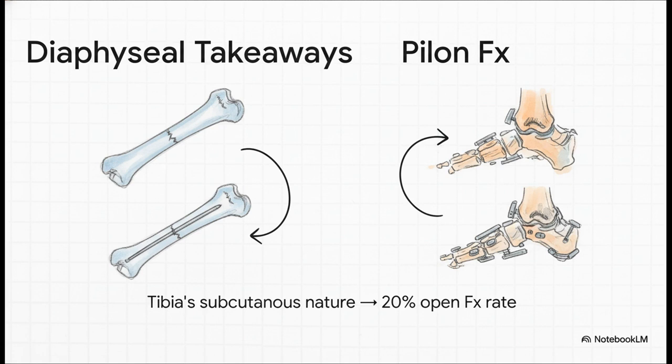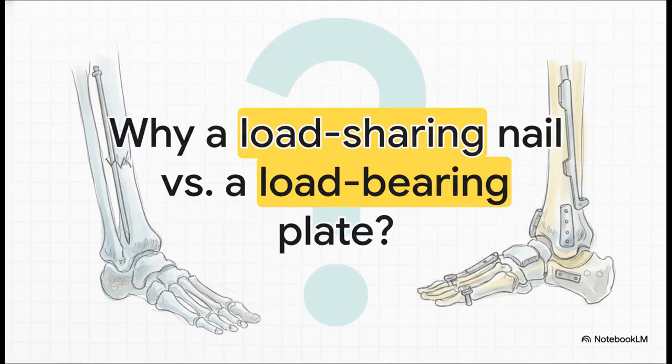Always consider the mechanism of injury. It will help you predict the fracture pattern. And don't forget that subcutaneous tibia, leading to that 20% open fracture rate. And one final clinical pearl for you, in an isolated tibial shaft fracture, we generally don't need to fix the fibula. So I want to leave you with this final question to really chew on.